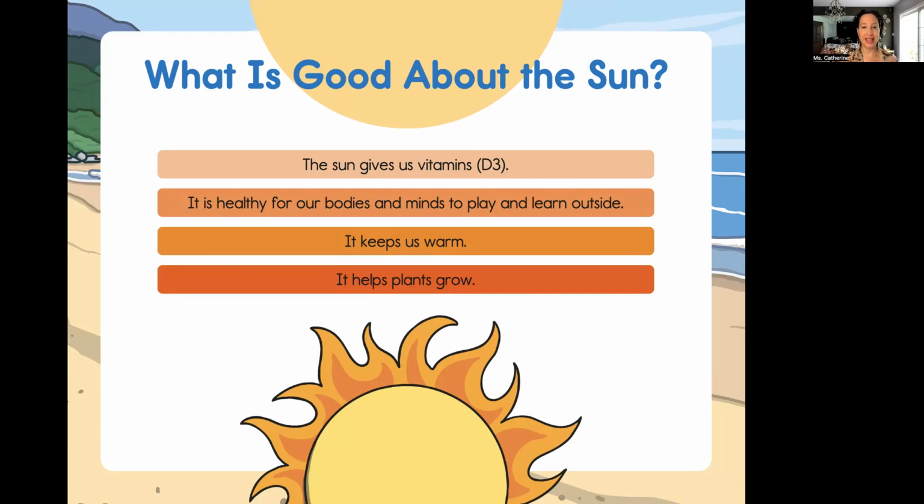It helps plants grow, makes them very green, right? But remember, you do need water. If there's too much sun, the plants will die. Okay, so we see what is good about the sun. We have vitamin D3. It's healthy for our bodies and our brains, our minds, so we can play and learn outside. It keeps us warm and it helps plants grow.